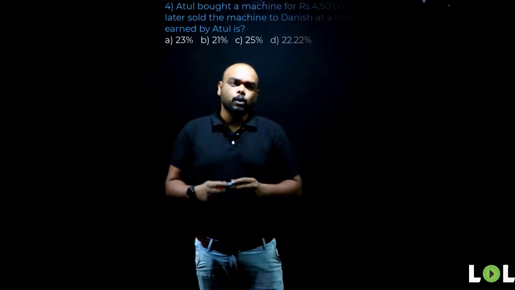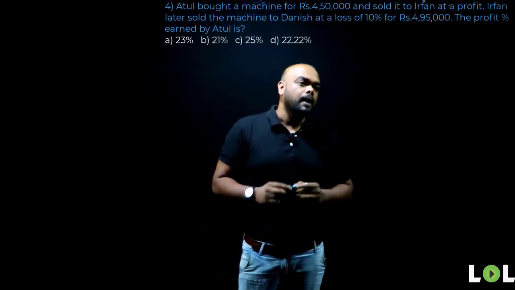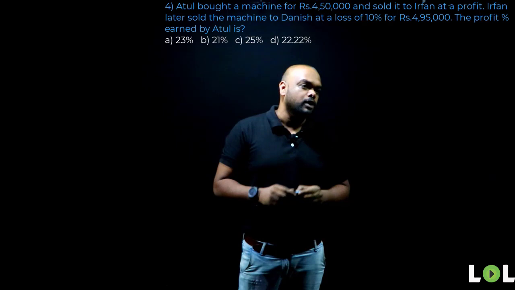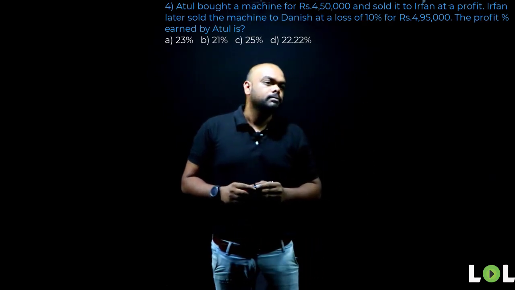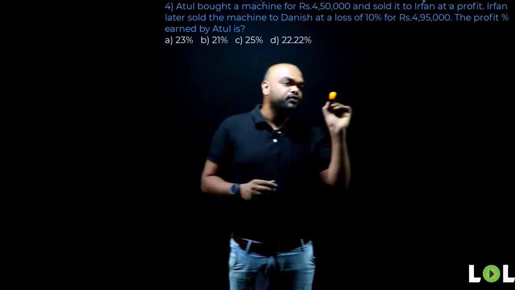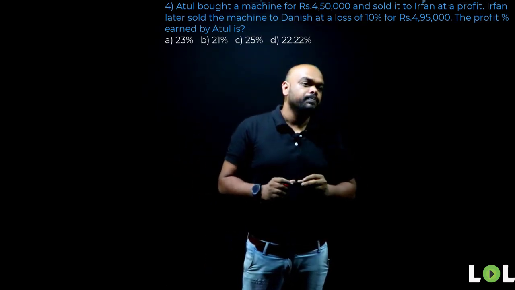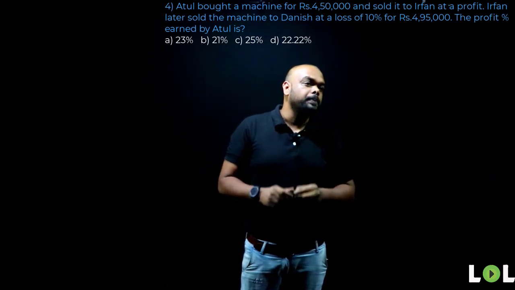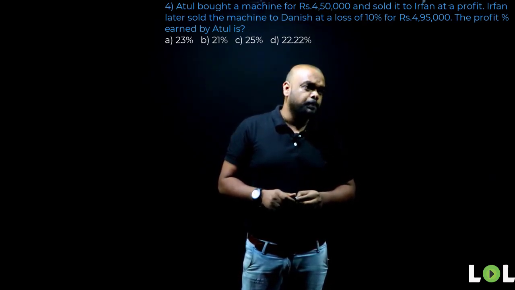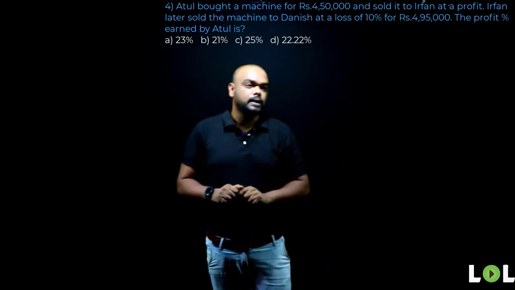Question number 4. What does it say? Atul bought a machine for rupees 4,50,000 and sold it to Irfan at a profit. At a profit, that's it, nothing much. Irfan later sold the machine to Danish at a loss of 10% for rupees 4,95,000. The profit percent earned by Atul is?